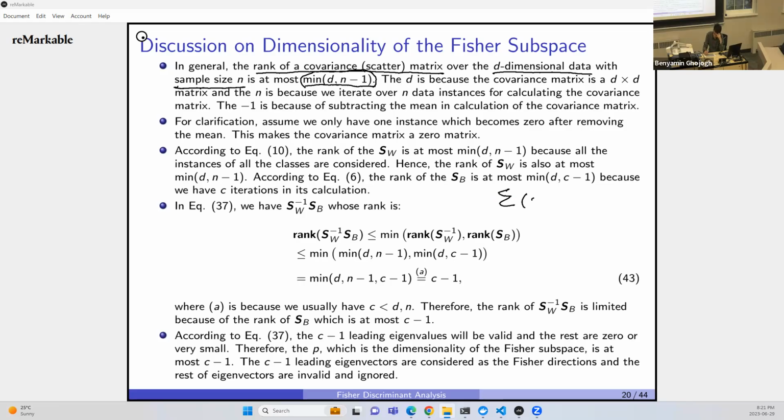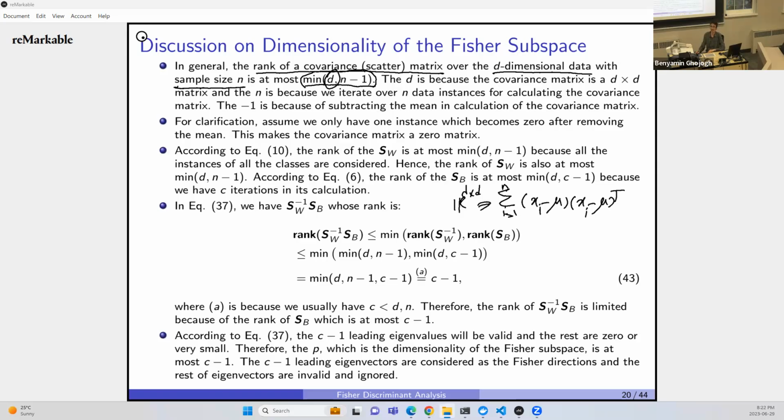Summation of x minus mu, or x minus something, doesn't matter. x minus mu transpose, xi, I mean, i from 1 to n. What is this covariance matrix? The dimensionality is d by d, right? So it's d by d, therefore the rank can't go over d. So this d is because of the dimensionality of the covariance matrix.